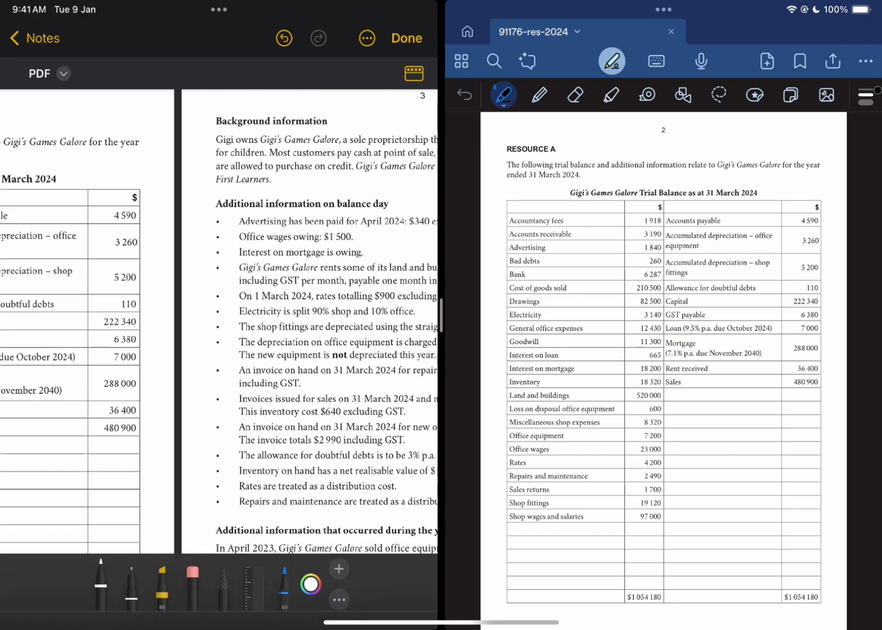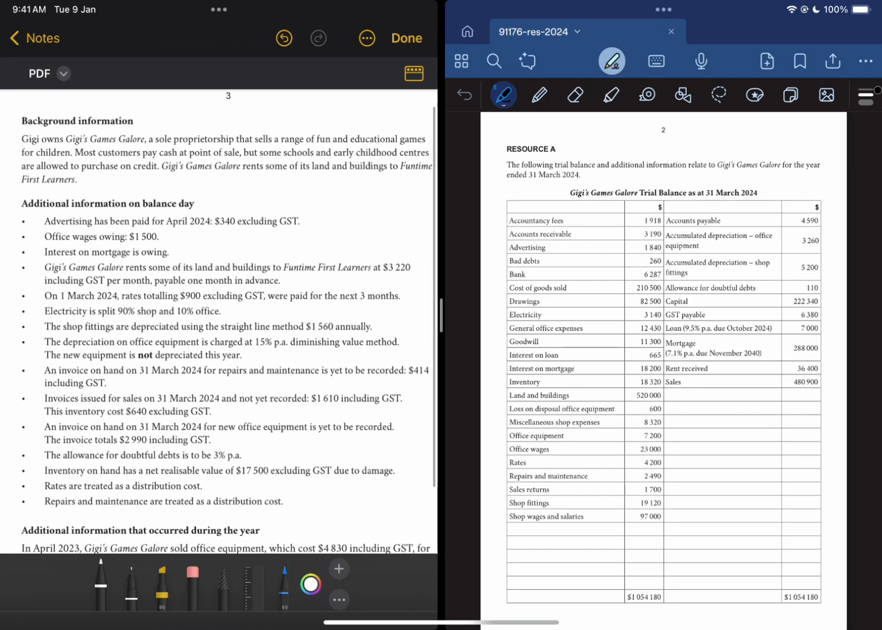So essentially, guys, with the balance day adjustments here, we're just looking at going down through each bullet point and then inputting it in. So we'll start off with this first one. Advertising has been paid for April 2024, $340, excluding GST. So guys, if it has been paid for April, and our trial balance is at the 31st of March 2024, then it's not part of our financial year that's included in our trial balance, so we need to make an adjustment.